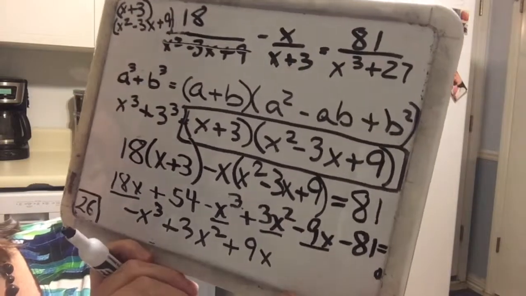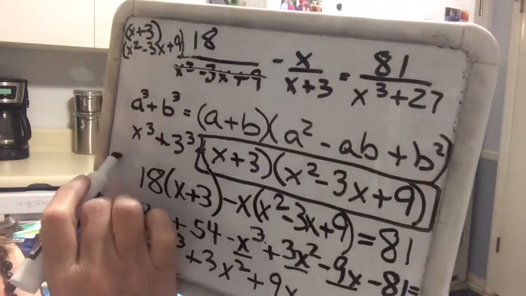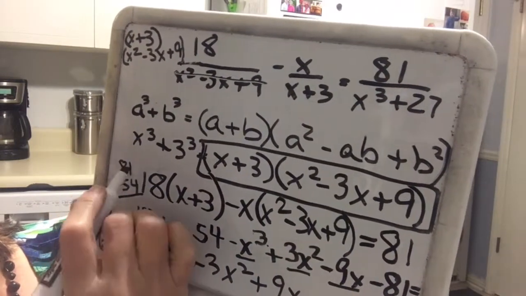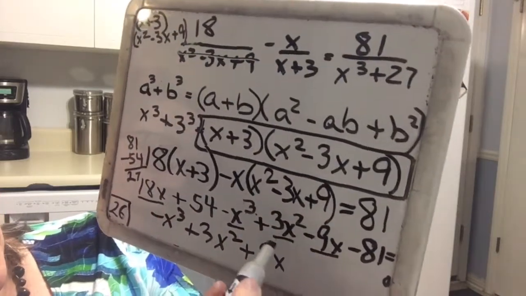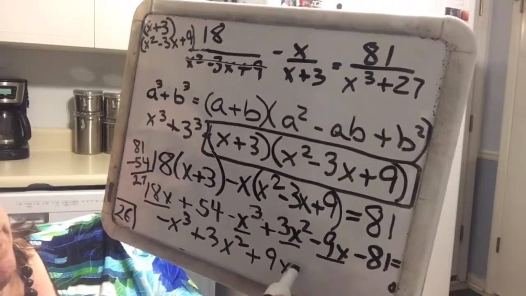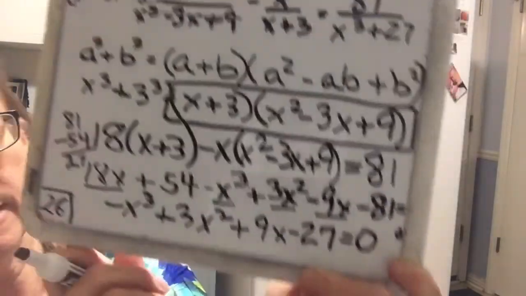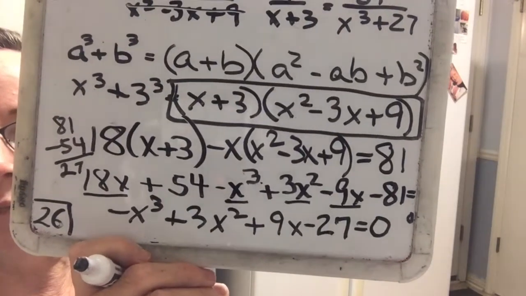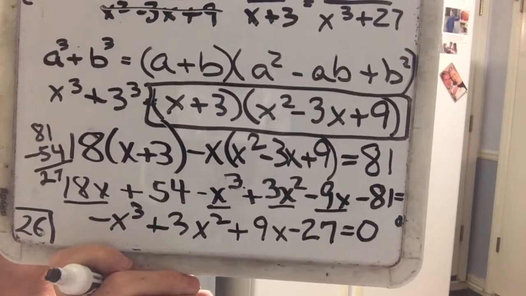And then I've got a 54 minus an 81. Okay, so 81 minus 54 is going to be a 27. And that's going to be a negative 27. Okay, so now see what I have there. Now I am going to solve this one by factoring by grouping.